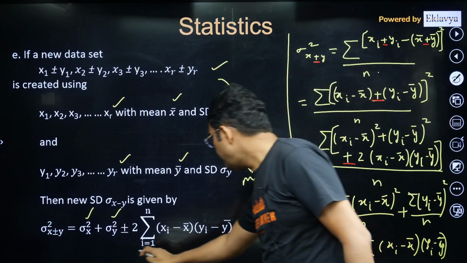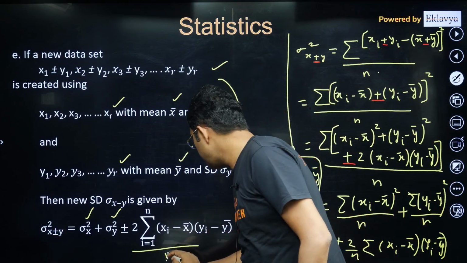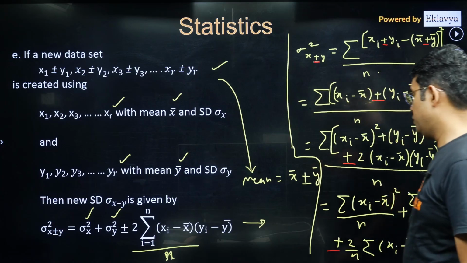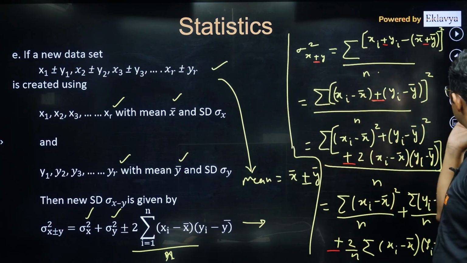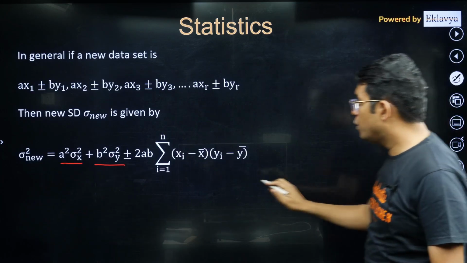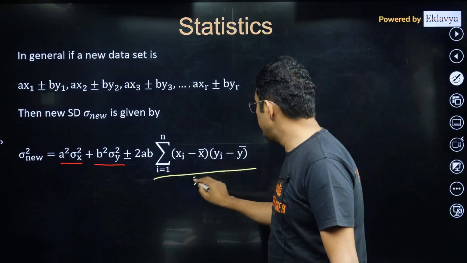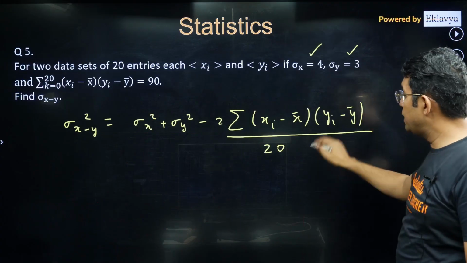Yeah, I think this will be divided by n also. Both are having r entries, so r will be there, because the summation is coming like this. Yeah, divided by r will be there. Here also divided by r will be there. My mistake. Divided by r will be there. So in this case, divided by 20 will be there.